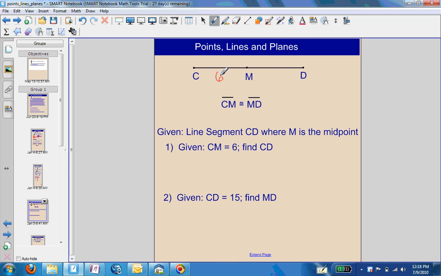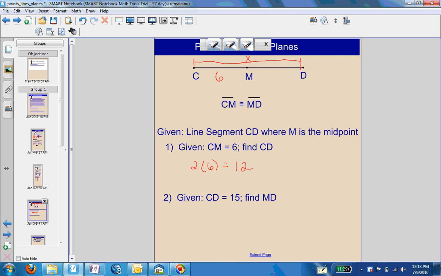And we're asked to find CD. So we're looking for this entire length. And that should be pretty easy because we know that X is going to be twice as long as CM. So 2 times 6 is 12. So the line segment CD is 12 since half of it is 6.